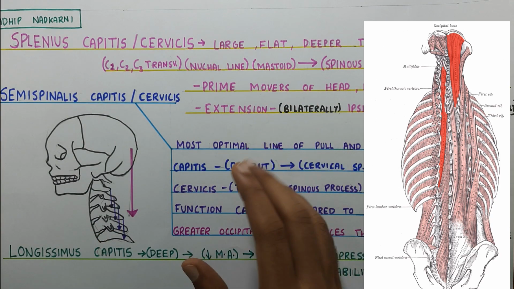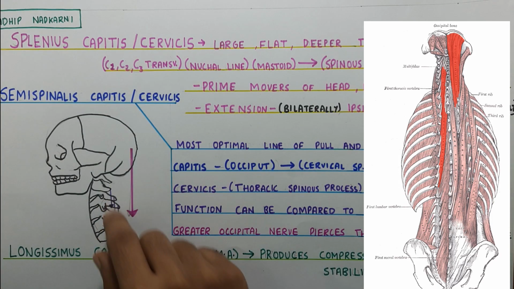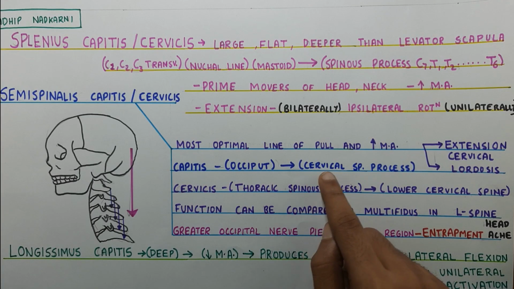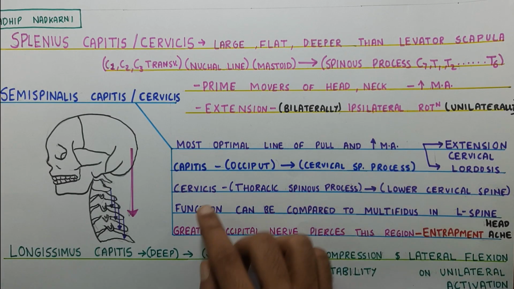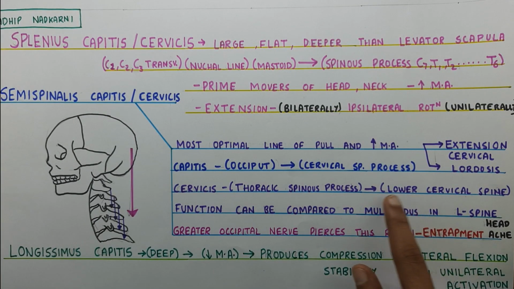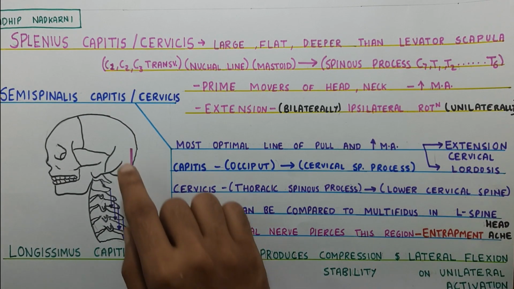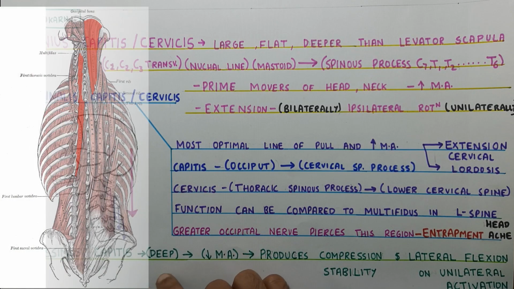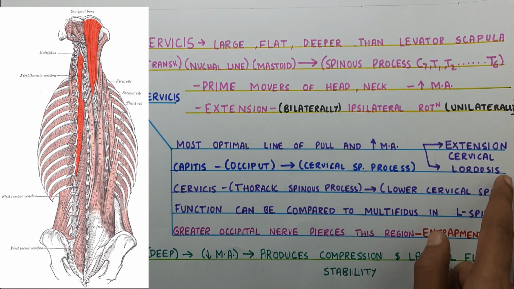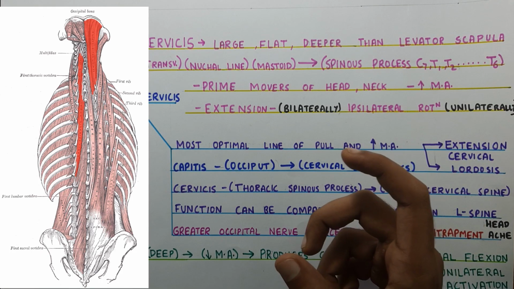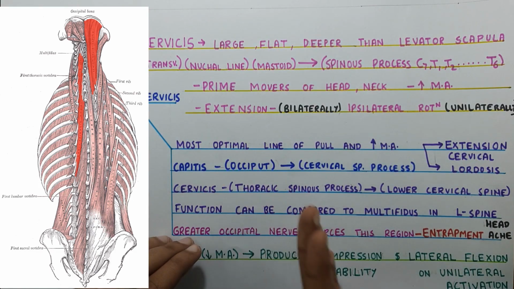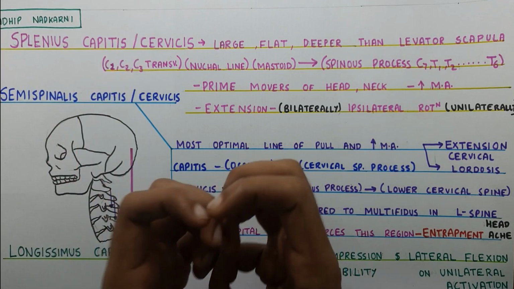So first, let's look at the attachment of these muscles. So the capitis will be attached from the occiput to your cervical spinous process, whereas the cervicis will be attached from your thoracic spinous process to your lower cervical spine, okay? So one will come from top to bottom and the other one from bottom to top. And the function will be extension and then also creating the cervical lordosis, okay? So extension will be the movement part of it and creating cervical lordosis will be the giving stability part.